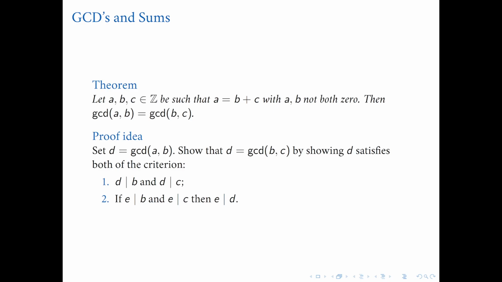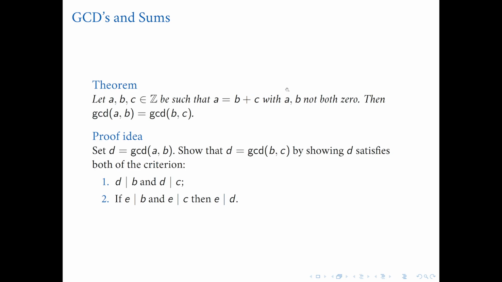Our first result on GCDs will be the following theorem that I'm going to set you up for, but we're not going to prove. Again, you're going to prove on your own. So we are going to suppose that we have integers a, b, and c such that a is the sum of b and c. And we want to also assume that a and b are not both 0.